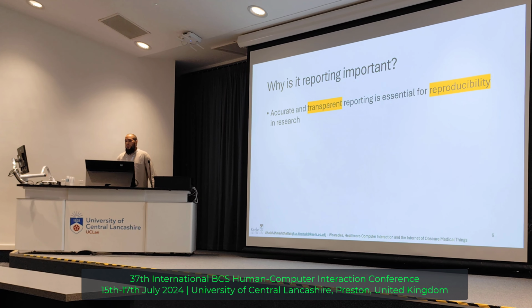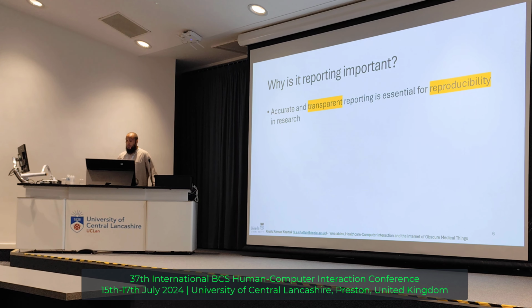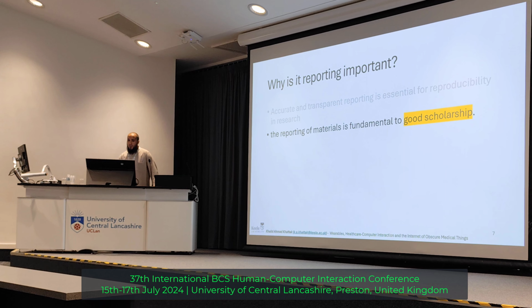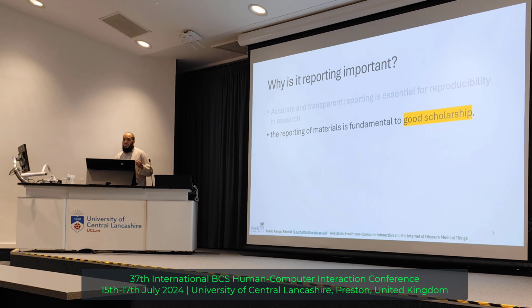Why is it important to report all this information correctly in clinical trials? One of the reasons is transparency. How transparent it is to report every single possible detail is important for the purpose of repeatability and reproducibility. And it is good for good scholarship as well. For example, if we want to repeat a study and we have all the details, then we will easily be able to repeat the study.